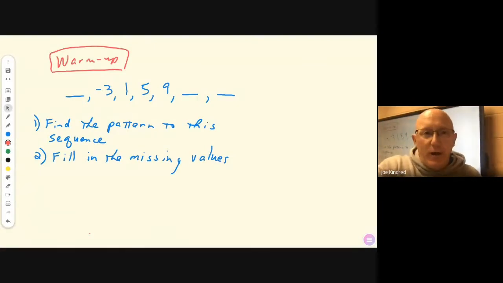Okay, just a few minutes ago, you had this warm-up problem that's going to lead us into the discussion of Module 3, Lessons 1 and 2. We're going to try to get through all of Lesson 1 and 2 in one day. It starts with reviewing the pattern you came up with for the sequence behind me, as well as filling in the missing values. So let's review what you should have come up with.